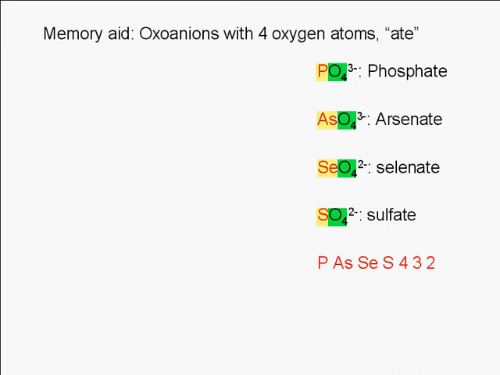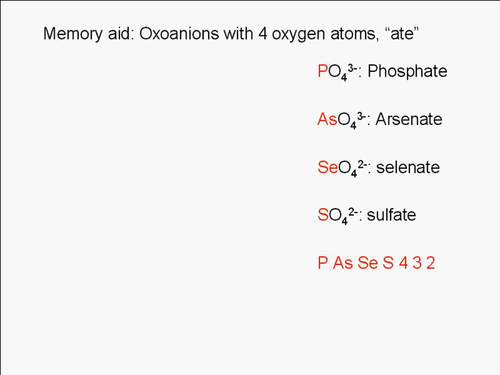The charges, on the other hand, are -3 for phosphate and arsenate, and -2 for selenate and sulfate. So a good way to remember these 4 ions is to use the phrase "PASS 4, 3, 2." Phosphate, arsenate, selenate, and sulfate all have 4 oxygen atoms, and their charges are -3 and -2.